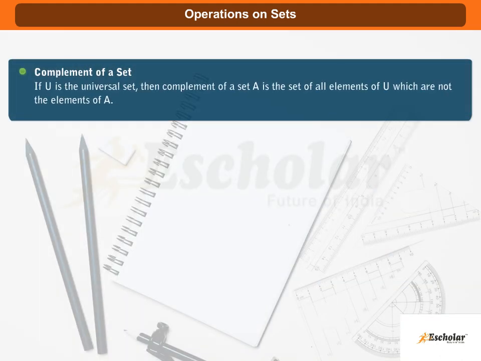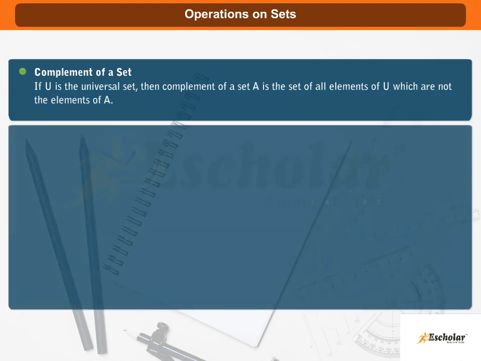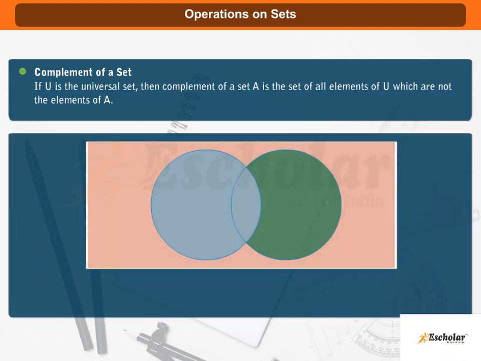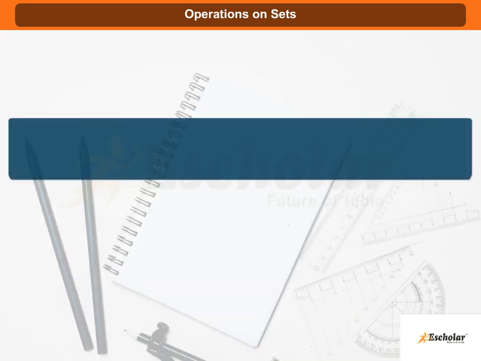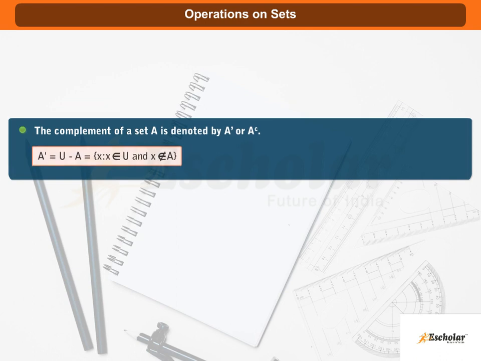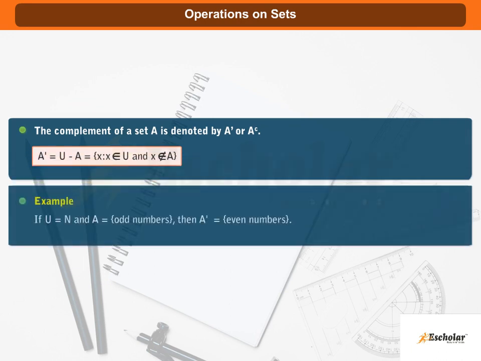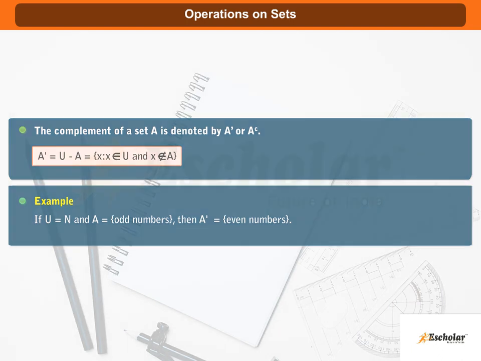Complement of a set. If U is the universal set, then the complement of a set A is the set of all elements of U which are not the elements of A. The complement of a set A is denoted by A dash or A C. In this example, if the universal set is of natural numbers and another set A is of odd numbers, then A complement is a set of even numbers.